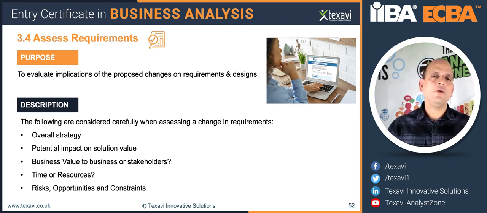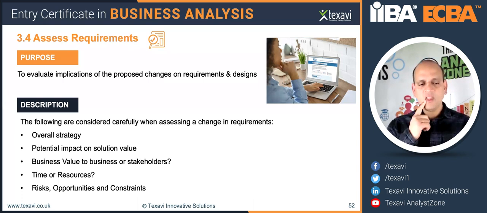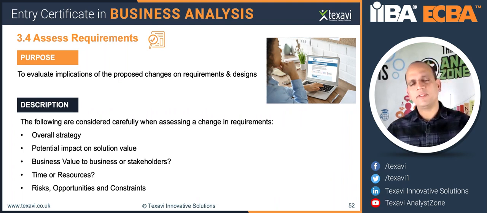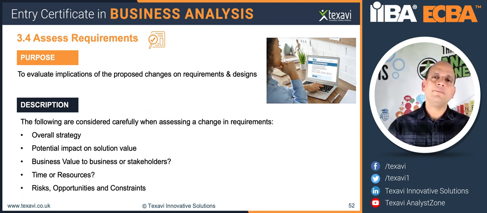Time: what's the time involved? What are the resources involved? The soft resources, hard resources, infrastructure. And the risks and the opportunities and constraints. What are the risks involved? We discussed there's a technology risk, business risk, market risk, people risk. Sometimes it could be letting go of some people, and getting in new people.